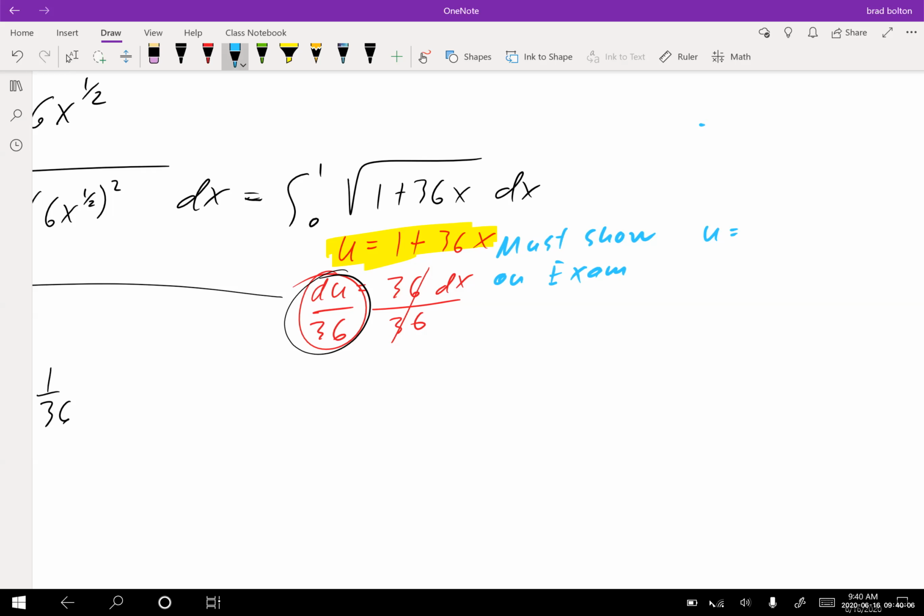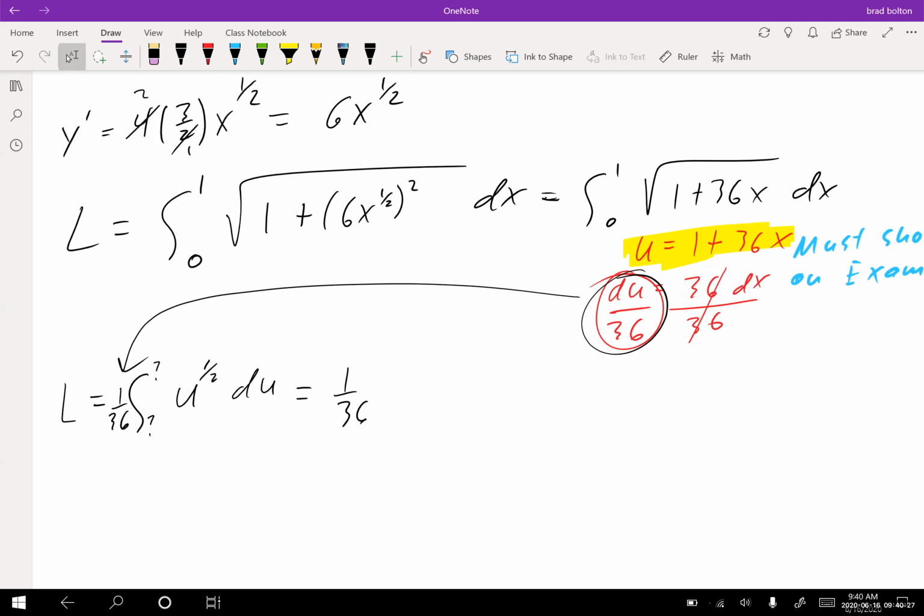u equals 1 plus, now for x equal to 0, this is going to be 1 plus 0, so u equals 1. And for x equal to 1, u equals 1 plus 36 times 1, so u equals 37. So our limits of integration are technically 1 to 37 if we're going to stick to u. If you don't like this way, figure out what the integral will be and then plug back in the original.